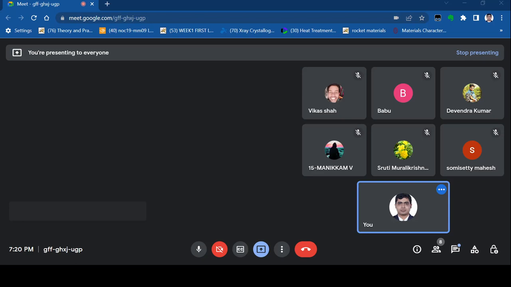Okay, so here I made one mistake. This has to be 1000 because we have to use the melting point. The melting point is given as 1000 Kelvin. Okay.